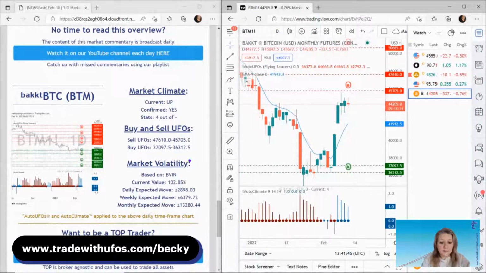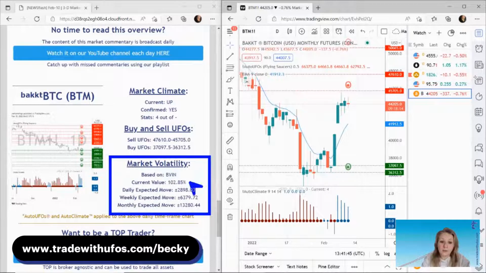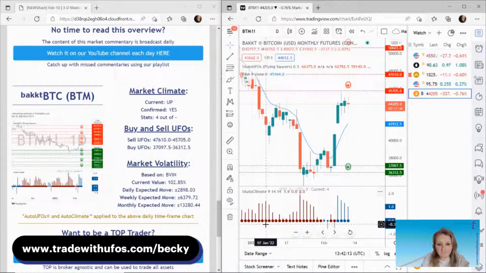In terms of volatility with Bitcoin, we would expect movement up or down within 1 year of 102.85%, which means in a day, up or down of 2,898.03 points. In a week, up or down of 6,379.72 points. And in a month, up or down of 13,280.44 points. So that is bakkt Bitcoin.